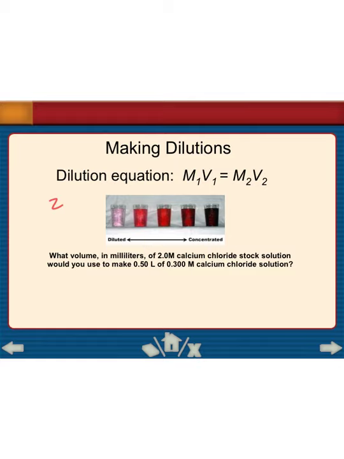All right, one of the important ideas behind concentration is that you can take what is called a stock solution, which is very concentrated. So this would be a stock solution. And you can dilute it down to get solutions of lesser concentration. And we have an equation that allows us to do that. It's pretty easy. It's called M1V1 equals M2V2. You should memorize this.